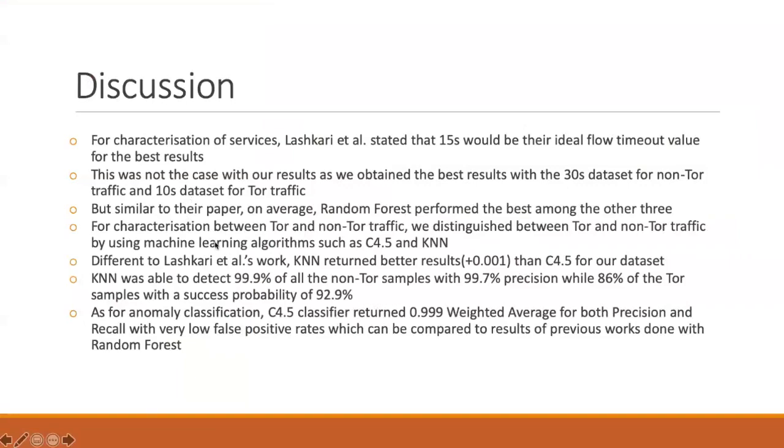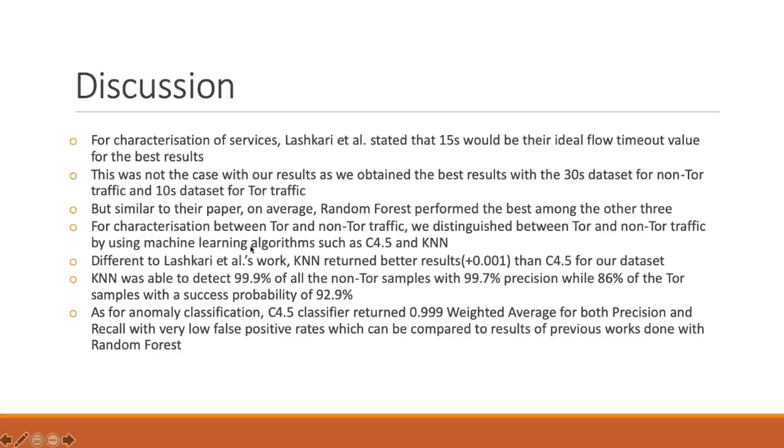Now, let's talk about what the results mean. To benchmark the results with previous literature would be unfair. However, we would like to make some sort of comparison on how different and similar the results turned out. For characterization of services, Lashkari et al. stated that 50 seconds would be the ideal flow timeout value for the best results. This was not the case with our results, as we obtained the best results with the 30 seconds dataset for non-TOR traffic and the 10-second dataset for TOR traffic. But similar to their paper, on average, Random Forest performed the best among the other three.